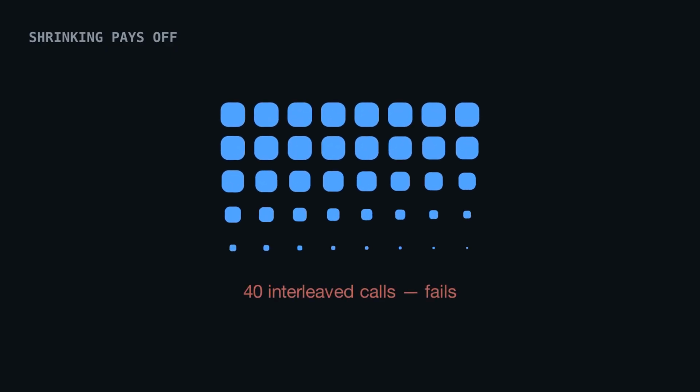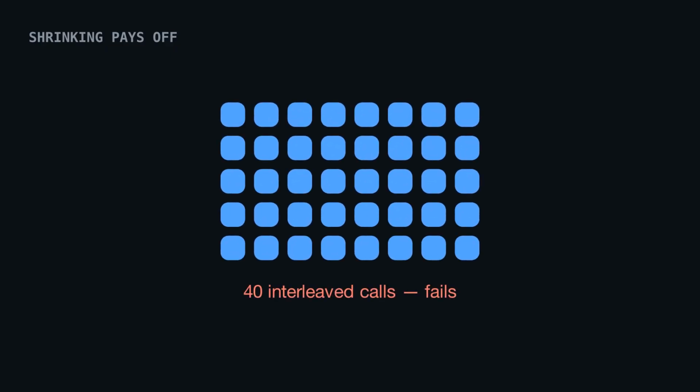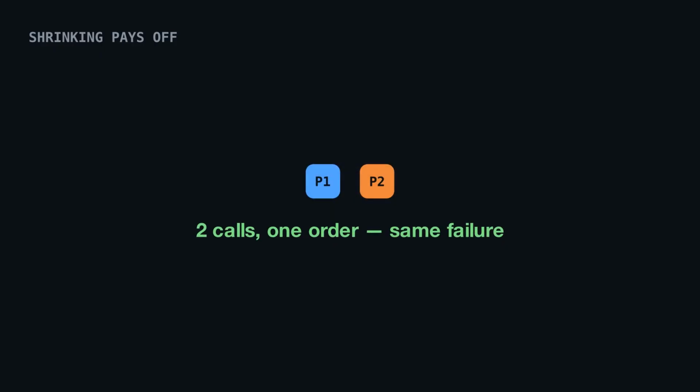Here's the reward. When fast-check finds an ordering that breaks the flag, it doesn't dump a chaotic mess of 40 interleaved calls on you. It shrinks. It peels away everything that doesn't matter until you're left with the minimal reproduction, often just two calls in one specific order, that overlap. That's the difference between a bug report you dread and one you can fix before lunch. The failing case is handed to you already reduced to its essence.